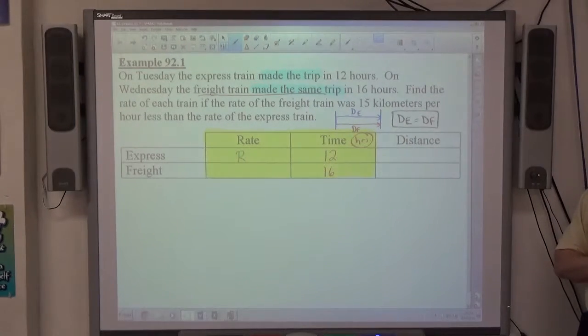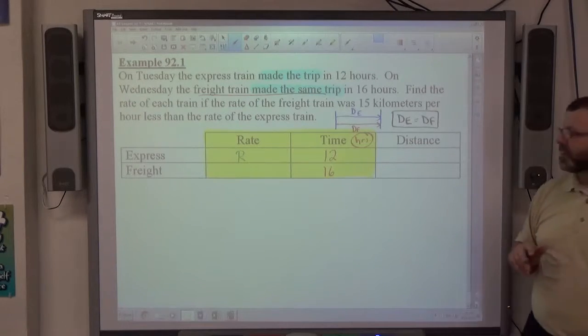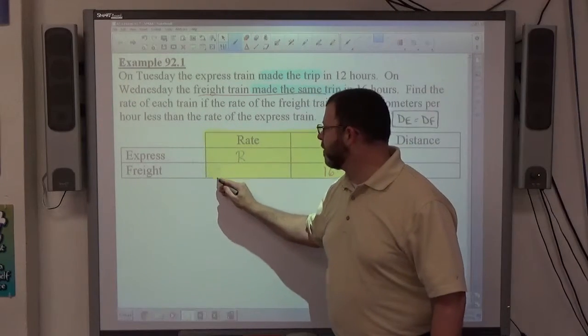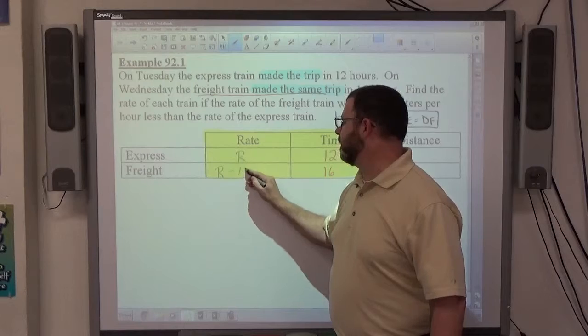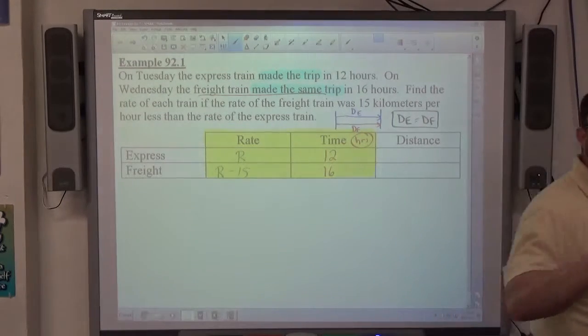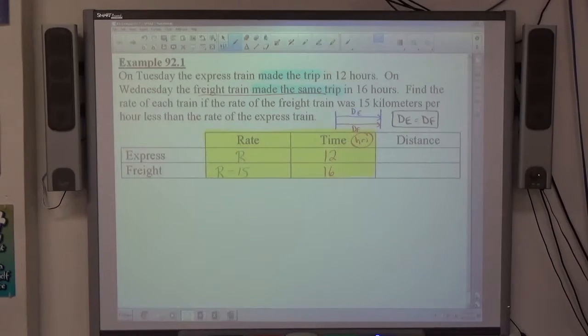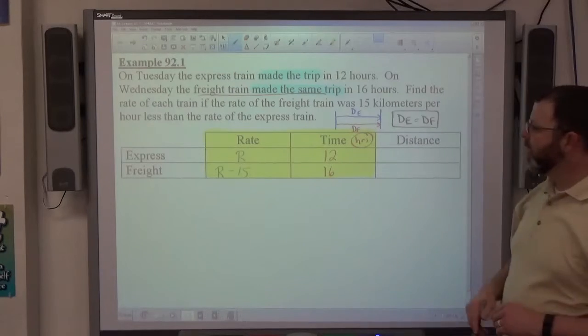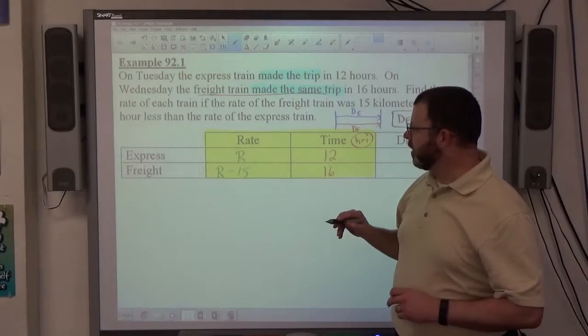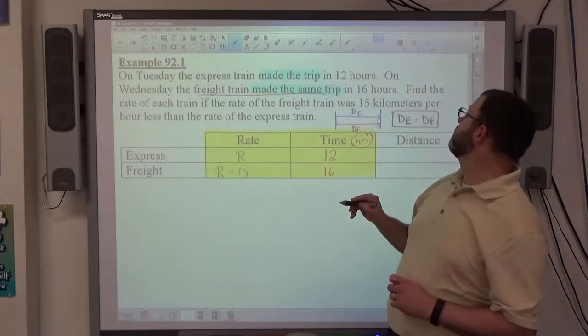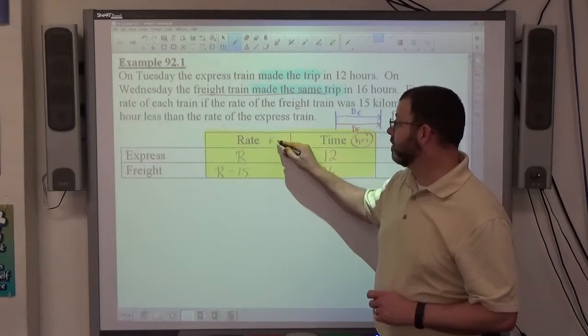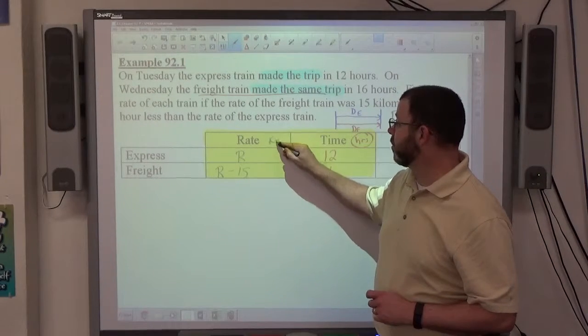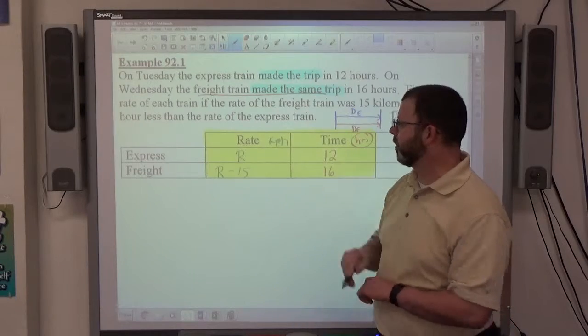The rate of the freight train is 15 kilometers per hour less. So that means the same rate minus 15. If it's less or more, put the letter, then plus or minus the number. All right? And what's the unit of rate? Kilometers per hour. So kph would be how we typically write that, right?